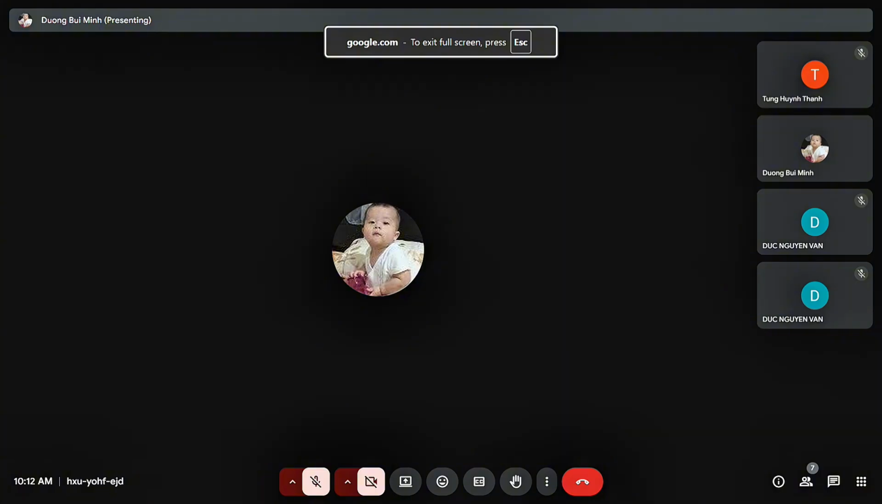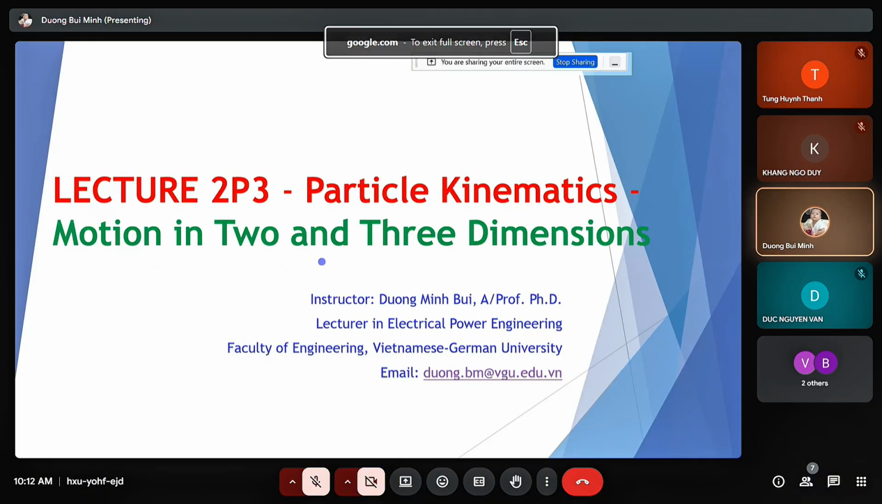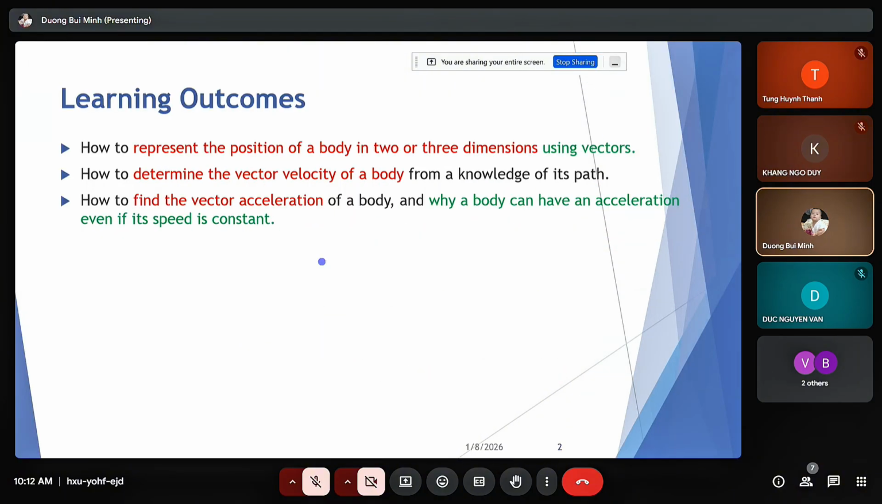Now we study lecture 2, part 3. We discuss motion in two and three dimensions. So we have the learning outcomes of these lectures. When we finish these lectures, you can understand how to represent the position of a body in two or three dimensions using vectors. Determine the vector velocity and the vector acceleration of the body.